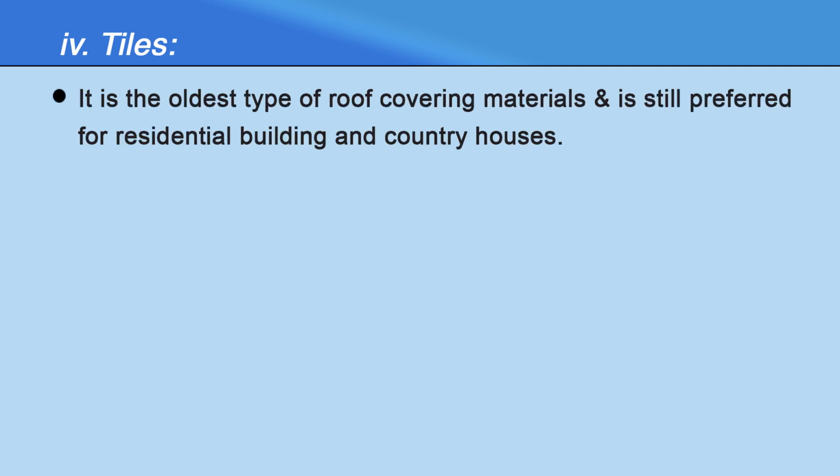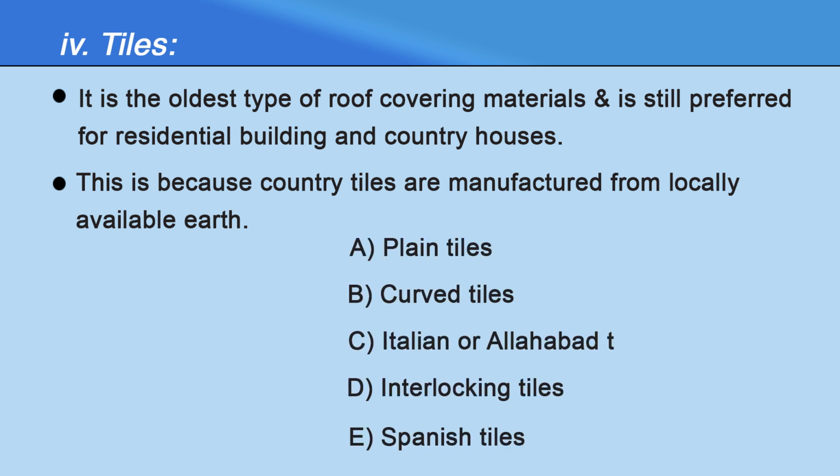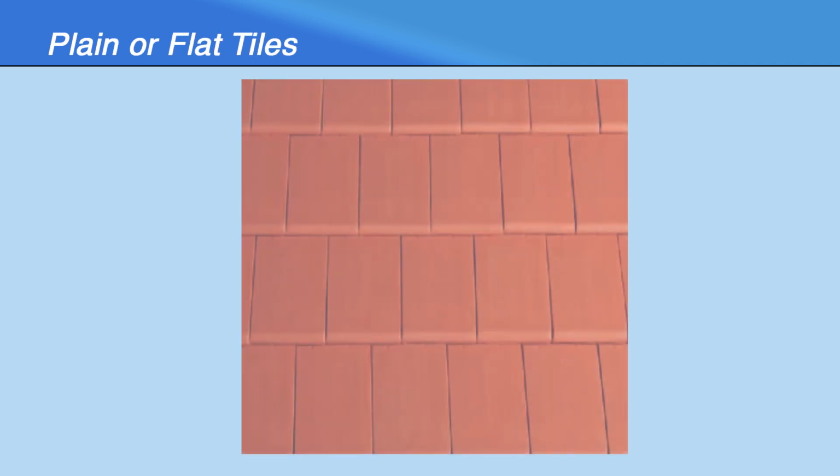Next material, tiles. It is the oldest type of roof covering material and is still preferred for residential buildings and country houses. This is because country tiles are manufactured from locally available earth. Following are the various types of tiles generally used: plain tile, curved tile, Italian, Allahabad tiles, interlocking tile and the Spanish tiles. First type of tiles, plain or flat tiles.